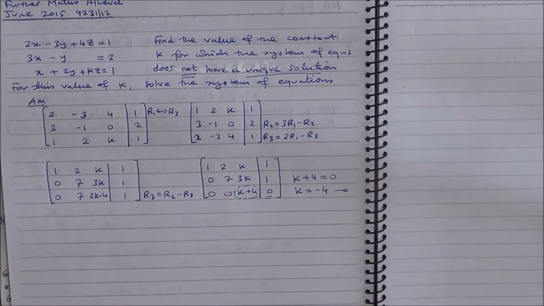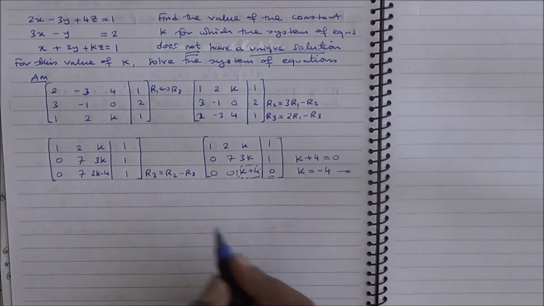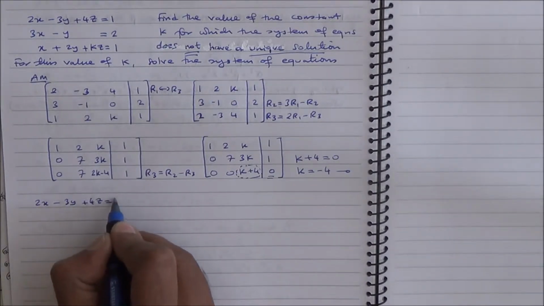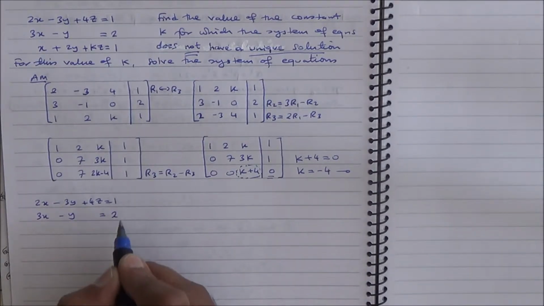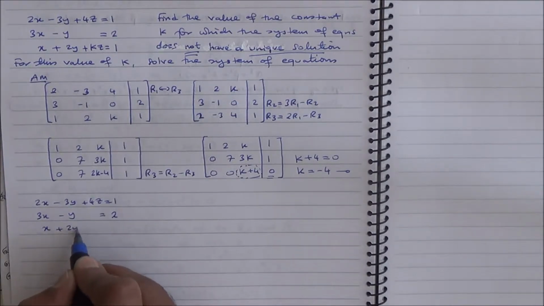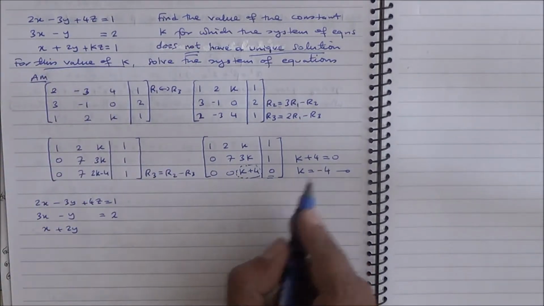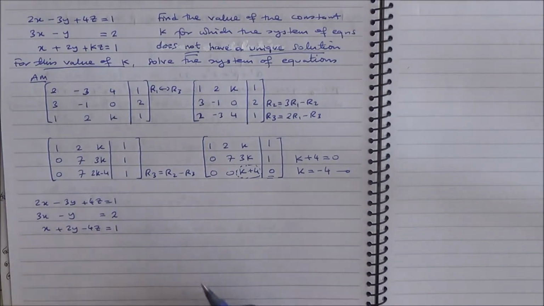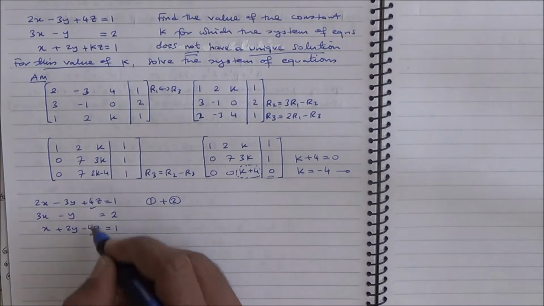For the second part, we're going to have to solve the system of equations. Let me write it down again: 2x minus 3y plus 4z is equal to 1. I also have 3x minus y is equal to 2, and x plus 2y, for this value of k. The value of k was found to be minus 4, so we replace it: minus 4z is equal to 1. What can we observe? 4z and minus 4z. So I can take equation 1 plus equation 2 and cancel z.